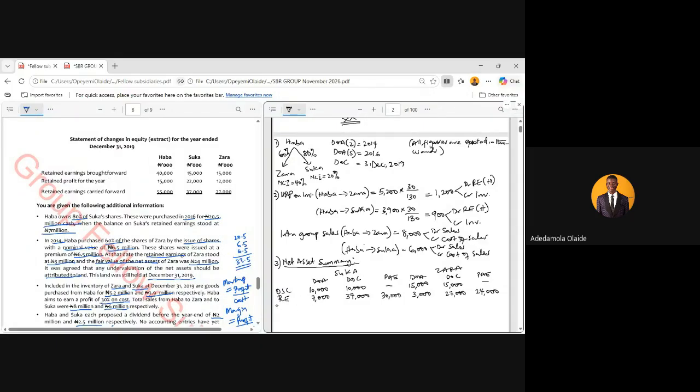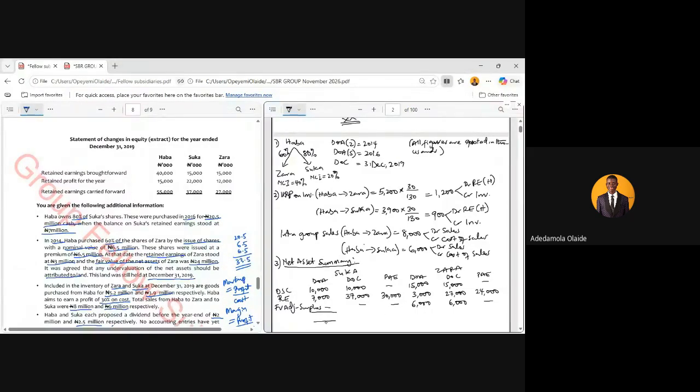They said any difference should be taken as undervaluation of land. So we'll come here and say fair value adjustment. That means it's a surplus. It is not Suka that has it, but rather Zara. So how do we get the figure? 24 million minus 18 million will give us 6 million. Since they told us the land is yet to be sold, the 6 million will still remain as at the date of consolidation, and that makes our post-acquisition nil.